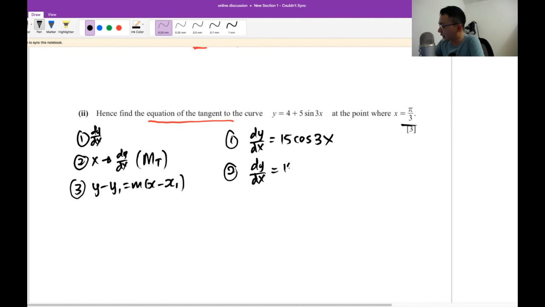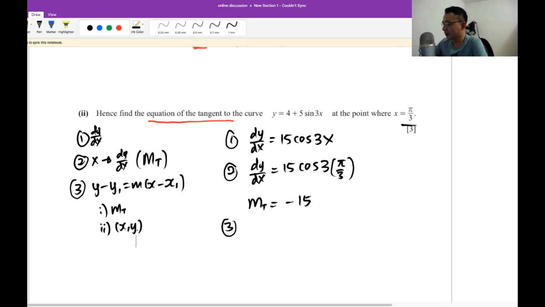So I will get 15 cos 3 pi over 3. So I will get negative 15, if not mistaken. So this one basically is the gradient of tangent. Whenever you sub the x value into it, you will get the gradient of tangent. Therefore, third step, I will form the equation. But to form the equation, I need to make sure I have two pieces of information. First, I must have a gradient of tangent. Second, I must have a coordinate x and y. In this case, I have x, but I don't have the coordinate y.